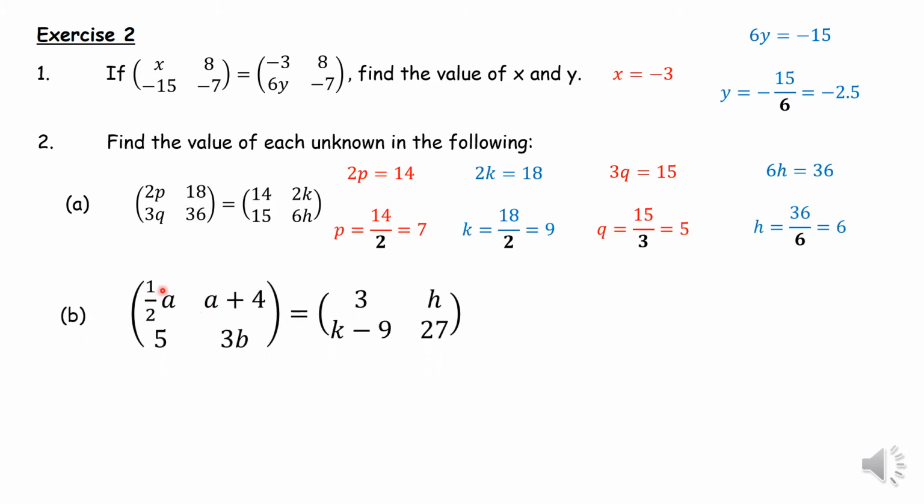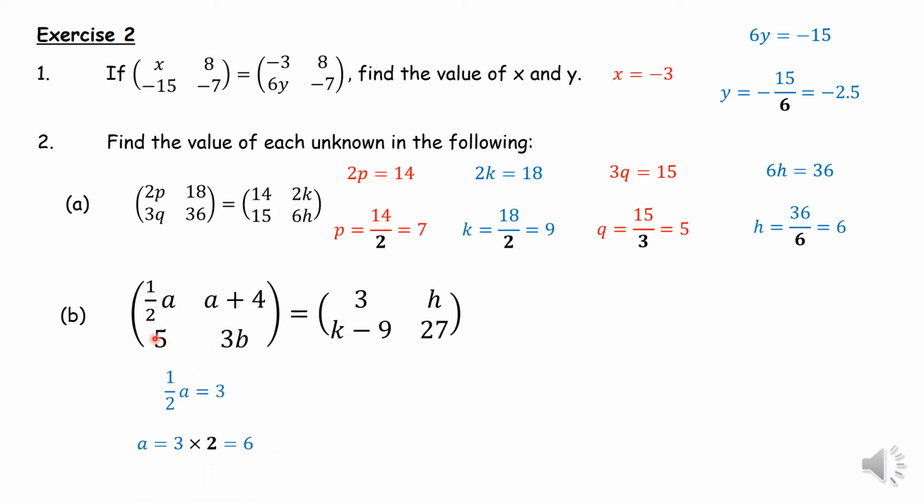Another one here, so this is just a half a equals 3, a plus 4 equals h. So once you determine what a is in the first instance, you substitute to get h. And 3b equals 27, and k minus 9 equals 5.